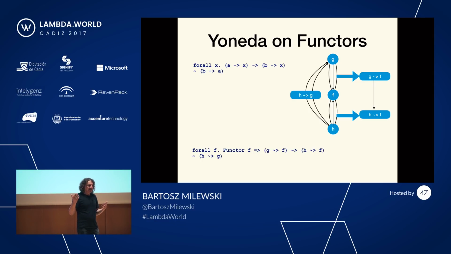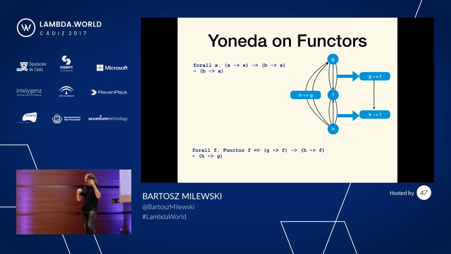What kind of category is it? Functors are objects in this category, and arrows in this category are natural transformations that I mentioned before, because natural transformations go between functors, okay? So they form a nice category. And since they form a nice category, the Yoneda lemma applies to them as well.